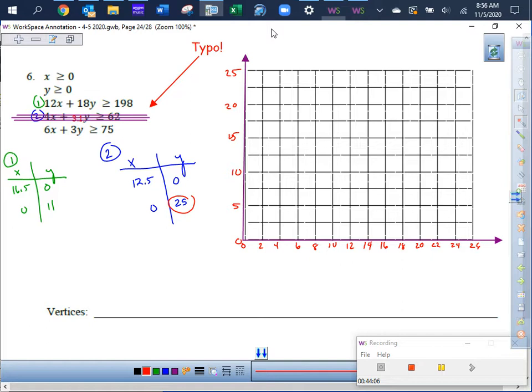But please realize if you counted by 3's, I ain't marking you wrong. If you counted by 4's, I ain't marking you wrong. If you counted by 5's, you're just squeezing the graph too small. You want to try to spread it out. So that's nice. Let's plot the blue line.